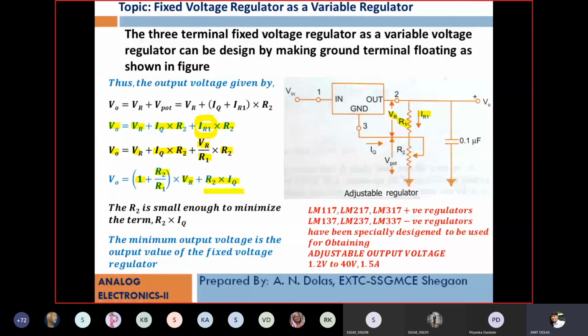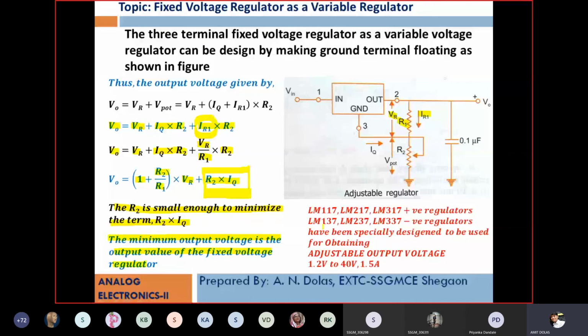R2 should have a very small value to minimize the effect of this term, that is R2 into IQ. So R2 is small enough to minimize the term R2 into IQ. The minimum output voltage is the rated output value, that is 5 volt for 7805.